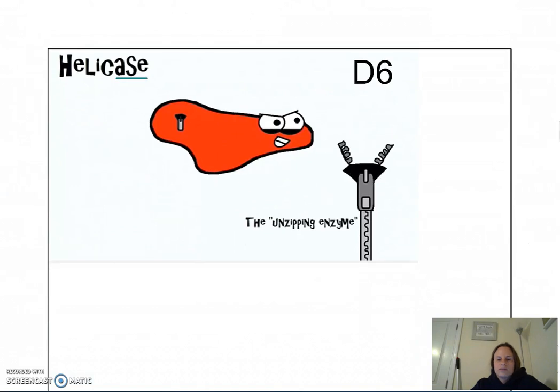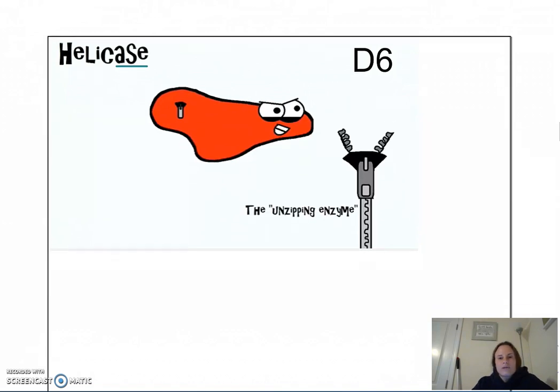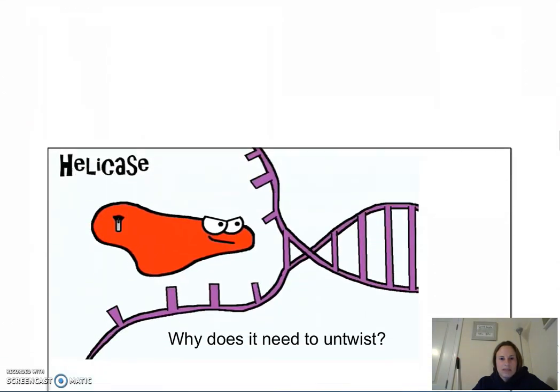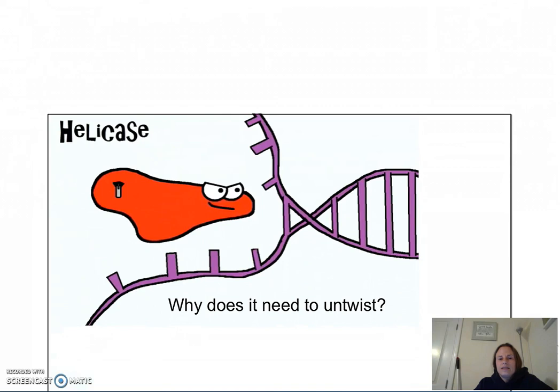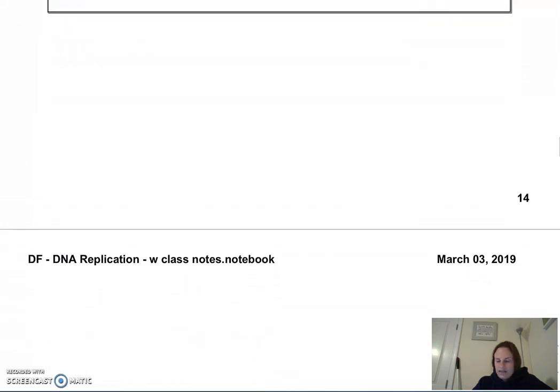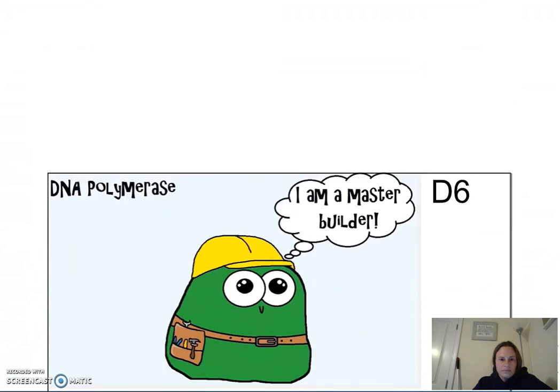So let's take some notes. Let's meet our key players. Well, first is helicase, and helicase is what actually does the unwinding. It breaks our DNA along the hydrogen bonds between the nitrogenous bases. So why does DNA need to untwist? Because we need to read that DNA. If it didn't untwist, we wouldn't be able to have access to that DNA template.